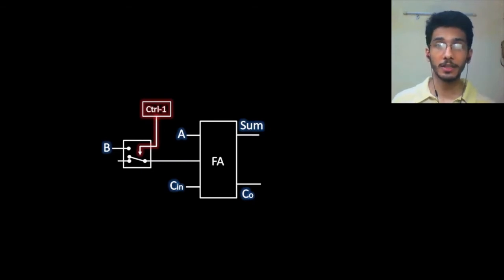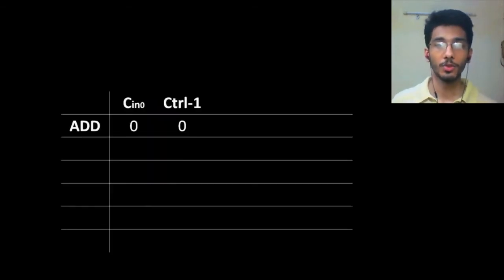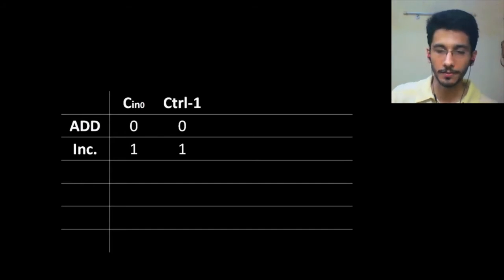Now that we figured this out, let's put it on a table. So we have the carry in signal and the control line 1. For addition, we don't need to activate anything since this circuit is normally adding the two numbers. But for the increment operation, we activate both these control lines. Now let's look at the logical operations.